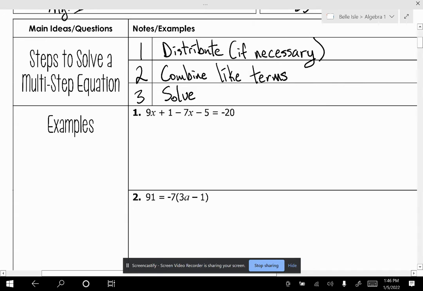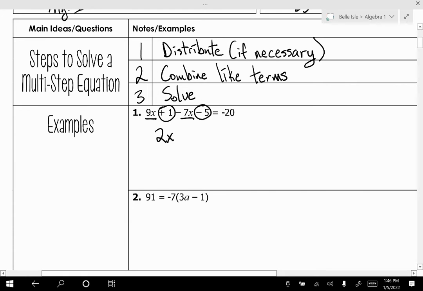Okay, so we have 9x plus 1 minus 7x minus 5 equals negative 20. What's our first step? Is it necessary? Okay, then we need to combine like terms. So we're going to combine our variable terms into 2x. We're going to combine our, what are these called? Coefficients are the numbers. That's not right. Coefficients.